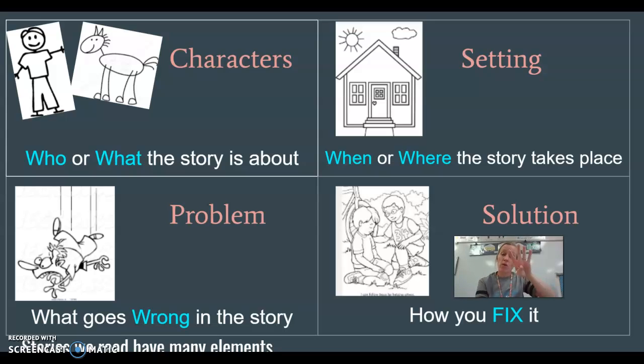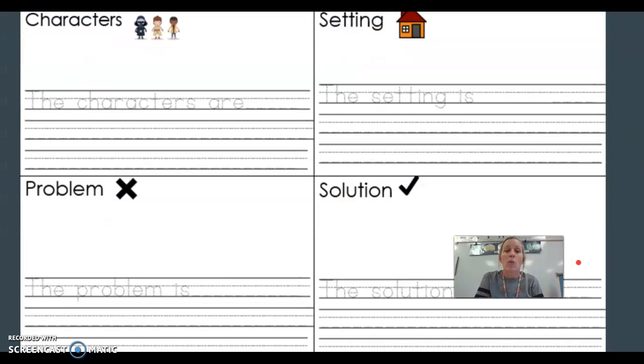So those are our 4 story elements that we will be working with in our text. When we are finished reading today, we will be filling out this graphic organizer to prove that we know who the characters, setting, problem, and solution are in today's story.